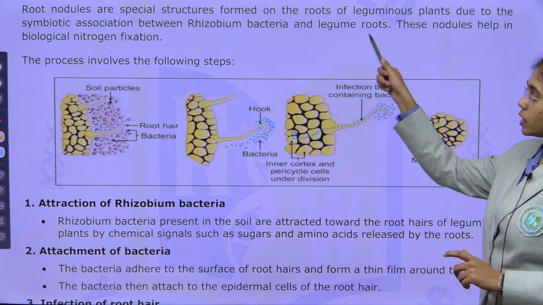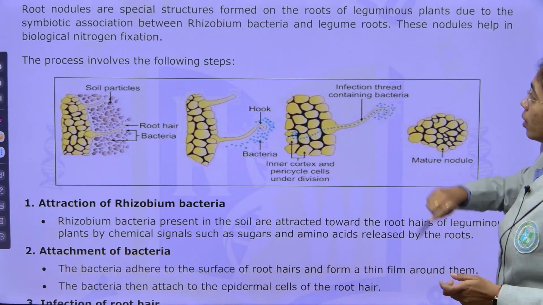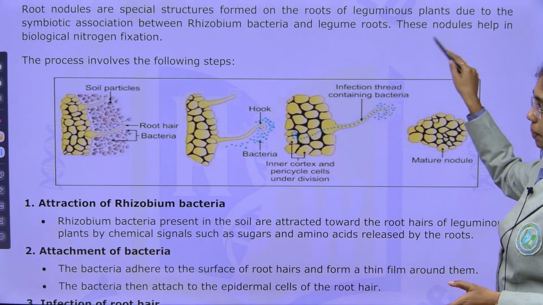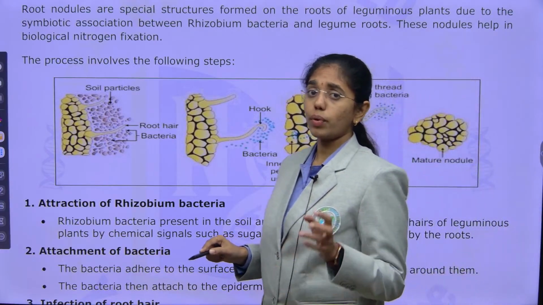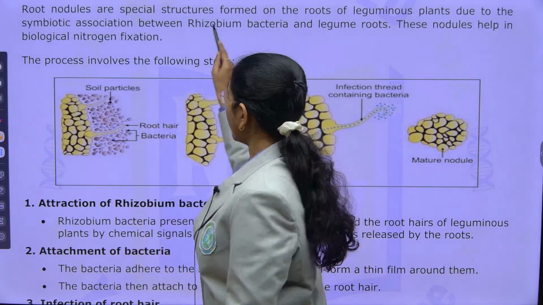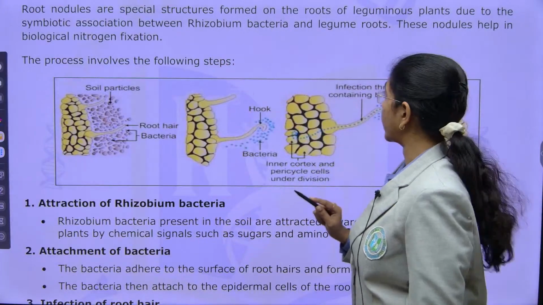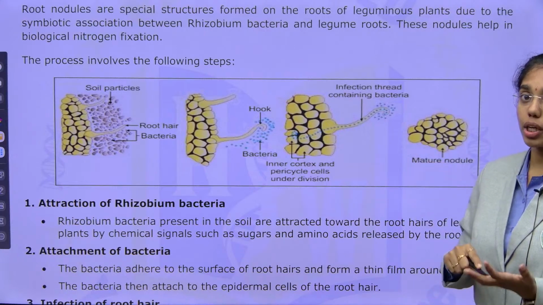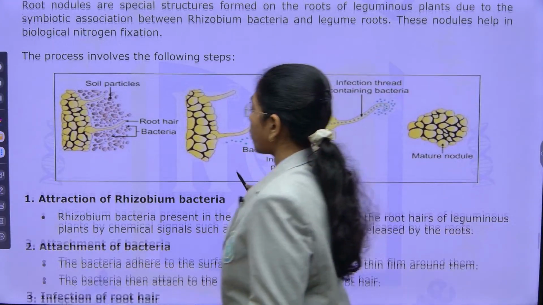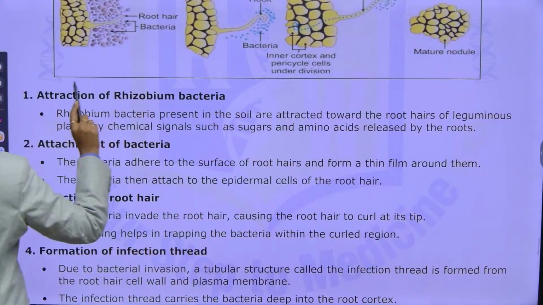Root nodules are the special structures which are formed from the roots of leguminous plants. This is by symbiotic association between gram-negative bacteria, that is Rhizobium leguminosarum bacteria in legume plants. These nodules will help in biological nitrogen fixation. The process involves steps, and each and every step is important.